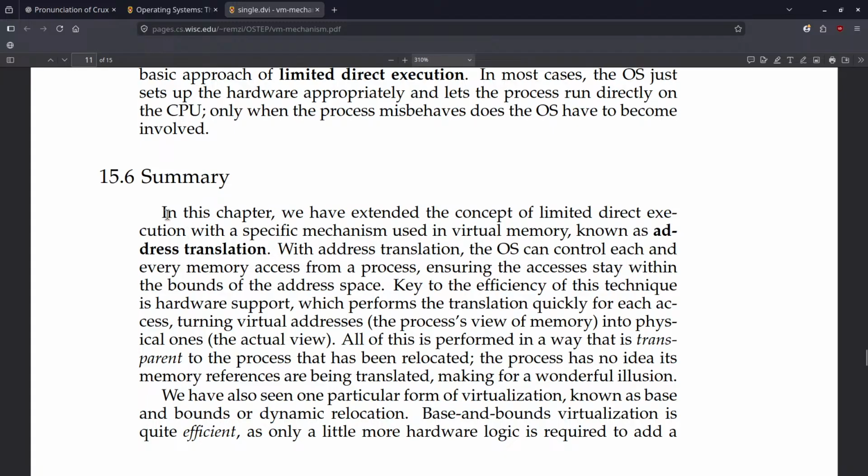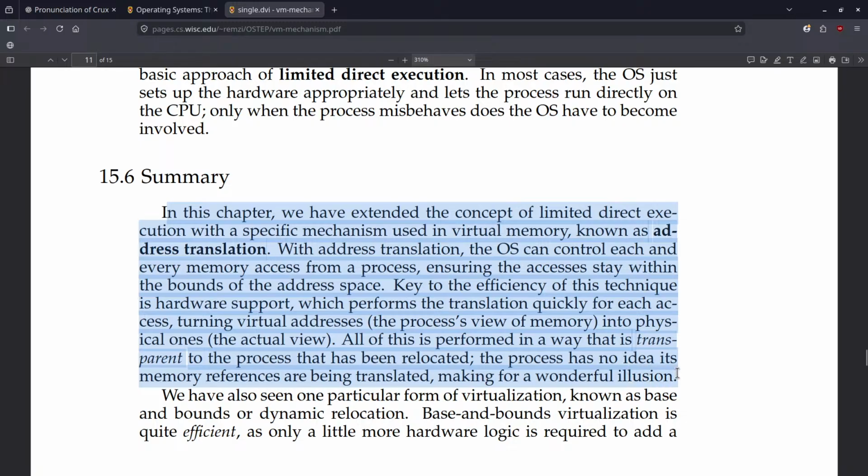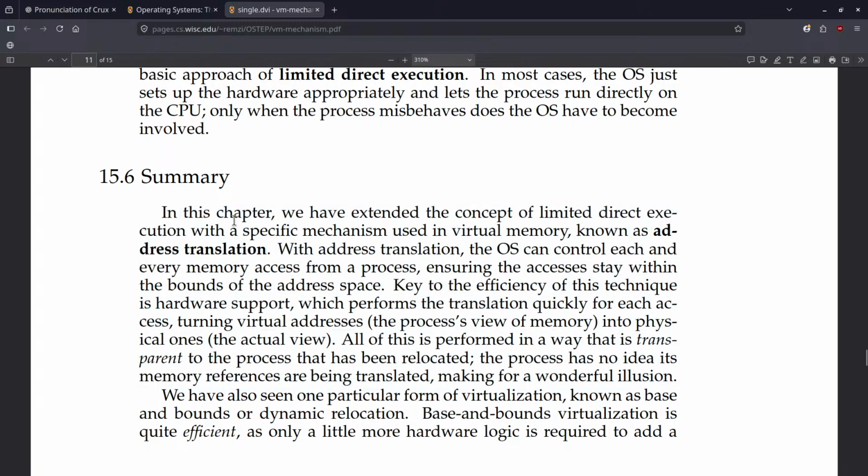I have read this entire thing and didn't retain anything.